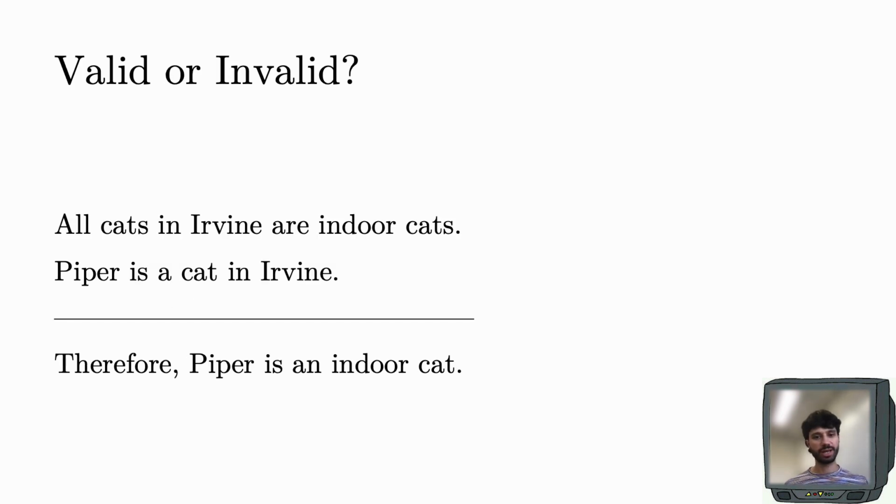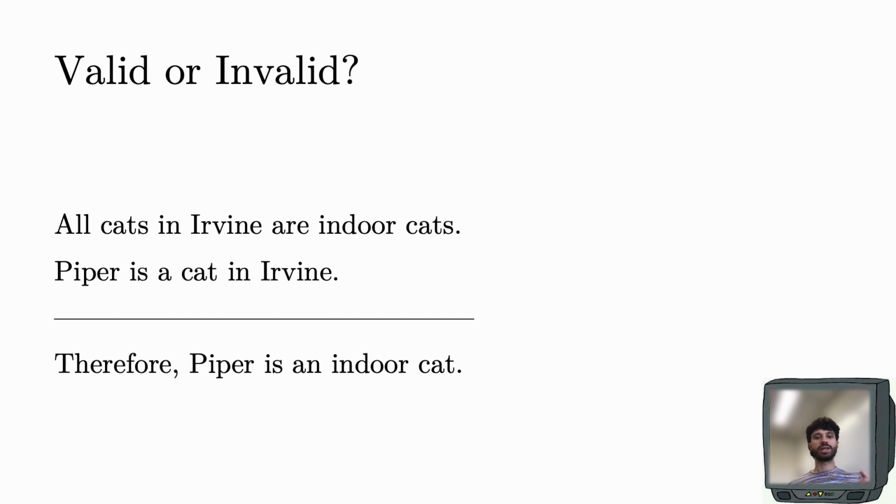This is my favorite example. So let's look at the cats in Irvine. All cats in Irvine are indoor cats. Piper is a cat in Irvine. Therefore, Piper is an indoor cat. Is it valid? Yes or no? Well, yes, because if we assume that the premises are true, if we assume that it is in fact the case that all cats in Irvine are indoor cats, and we assume that Piper is a cat in Irvine, then it's impossible for Piper not to be an indoor cat.